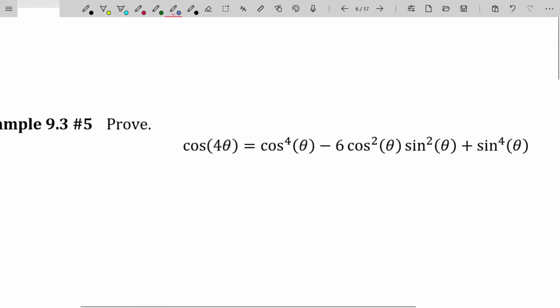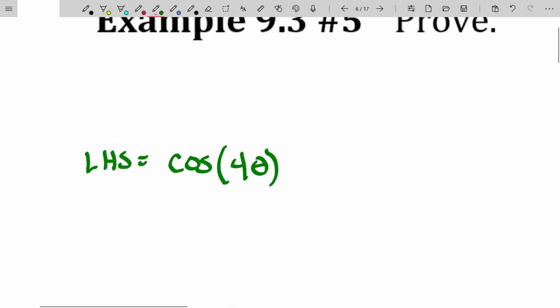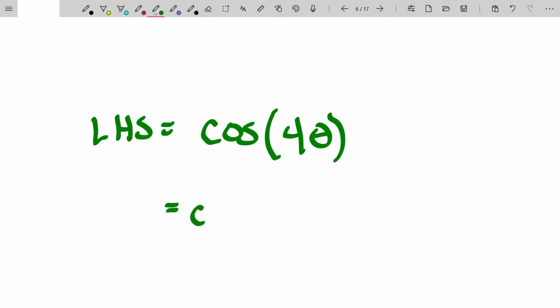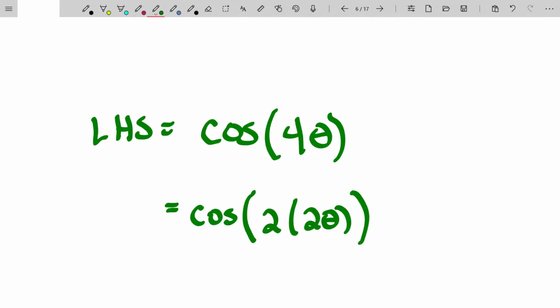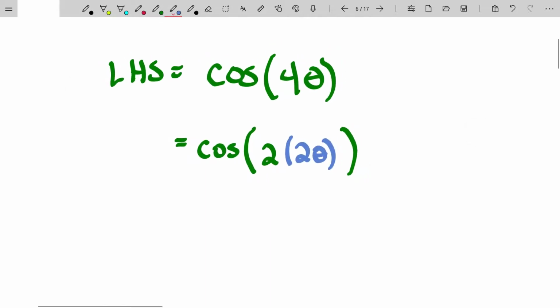Let me go ahead and write it this way. If I work on the left-hand side, it's cosine of 4 theta. But cosine of 4 theta is the same thing as the cosine of twice 2 theta. Well, twice 2 theta, I'm going to write that 2 theta in a different color. So therefore, that's the cosine of a double blue angle. And we know that the cosine of a double angle is going to be the cosine squared of that blue angle.